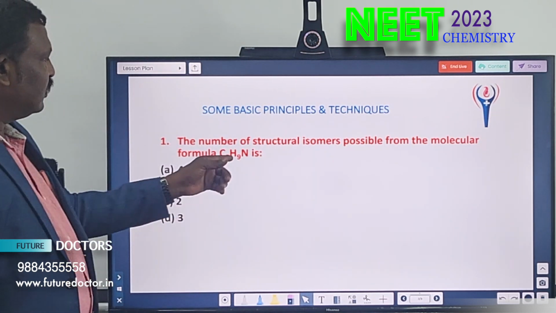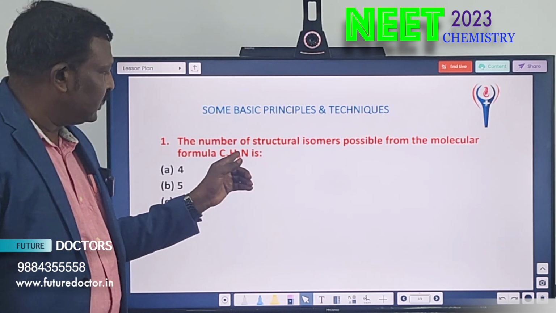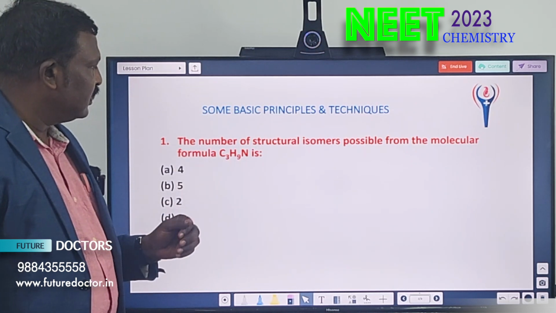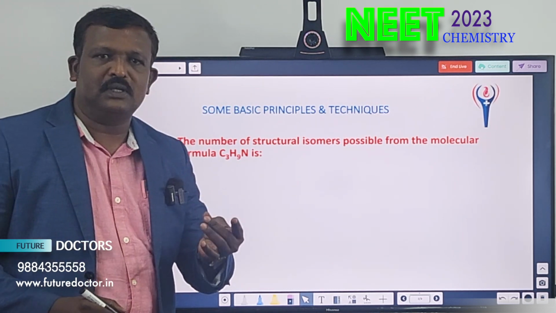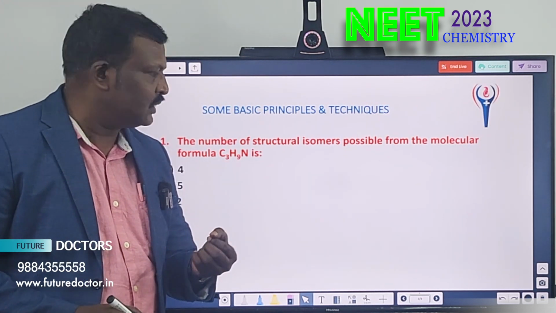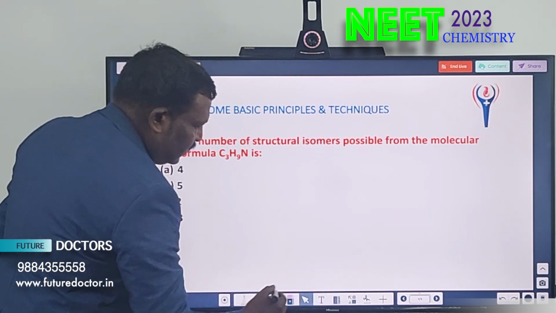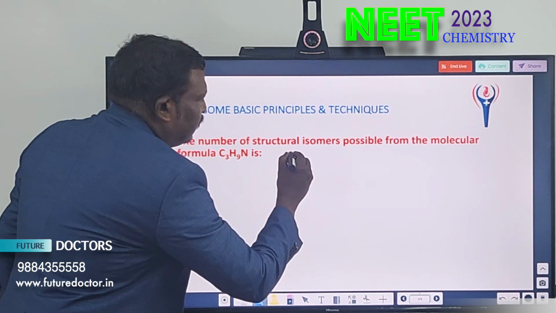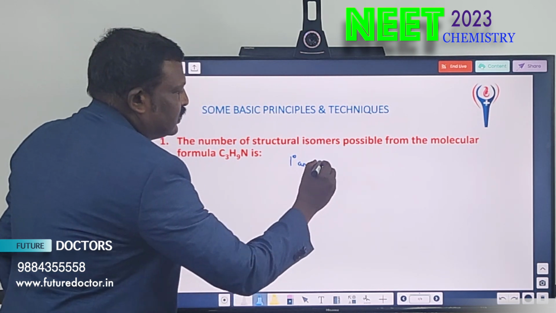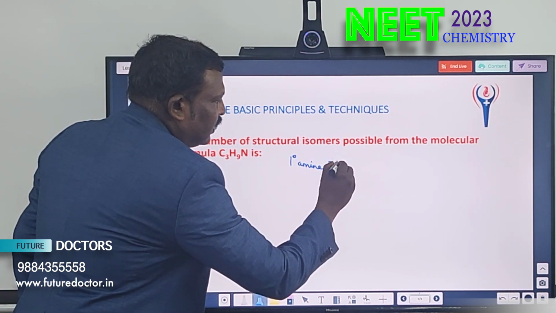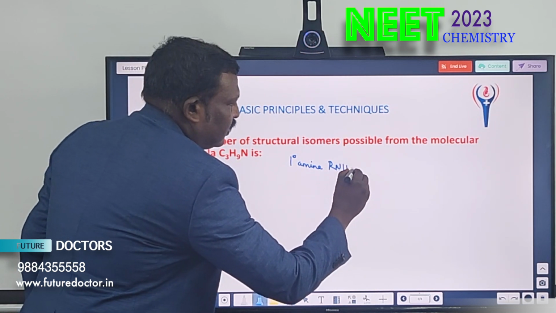This is amines. Only N is there, so it's called amine. Amines means classification of amine: primary amine, secondary amine, tertiary amine. For each and every one we have some formulas. For primary amine, you know the formula is R NH2. Understood, right?